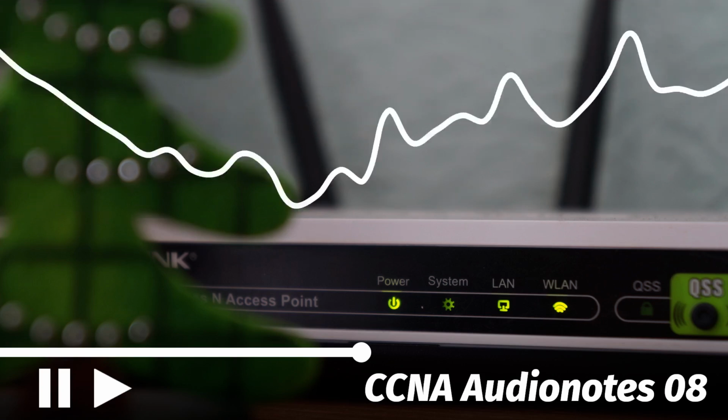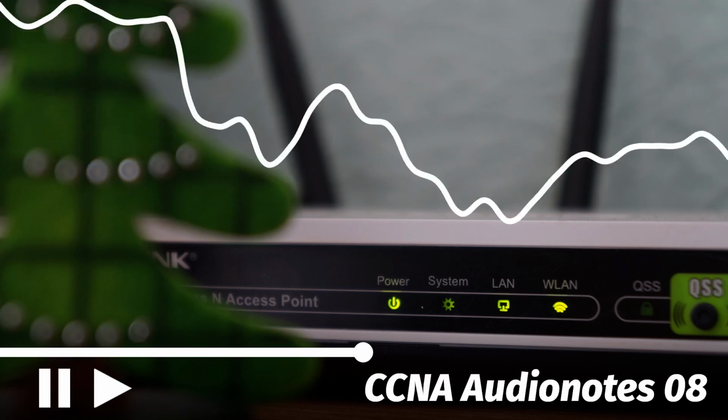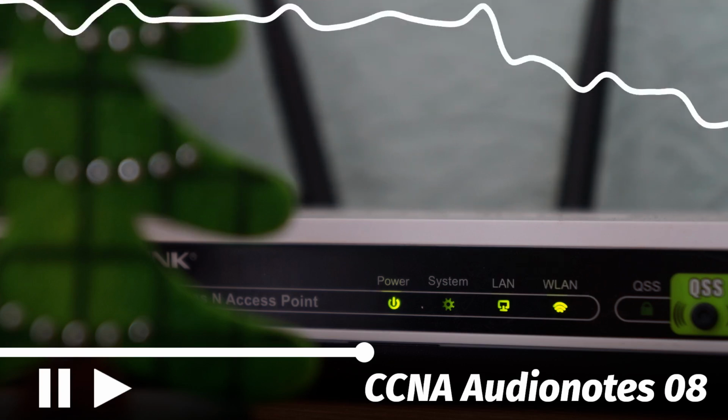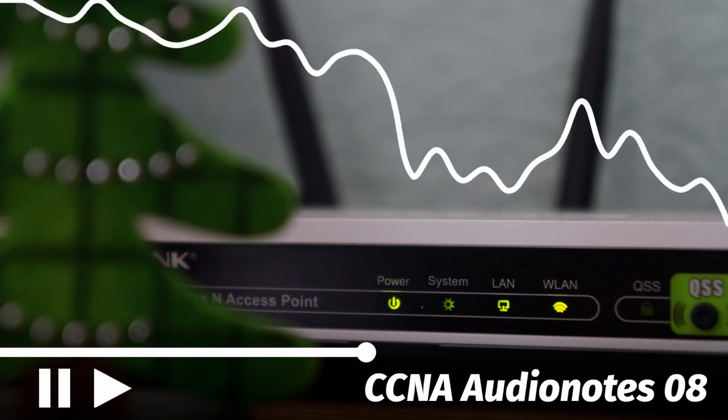And now let's jump straight into the UDP protocol. UDP stands for User Datagram Protocol and is a much faster, minimalist, and connectionless protocol.